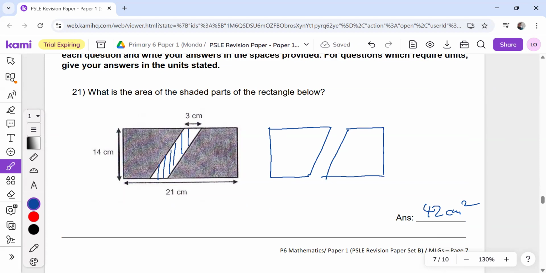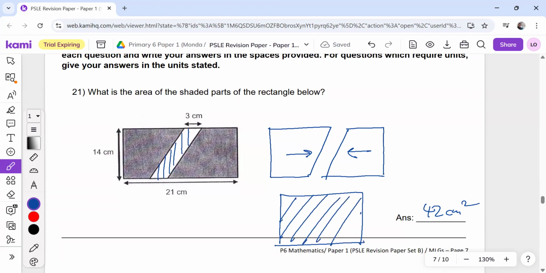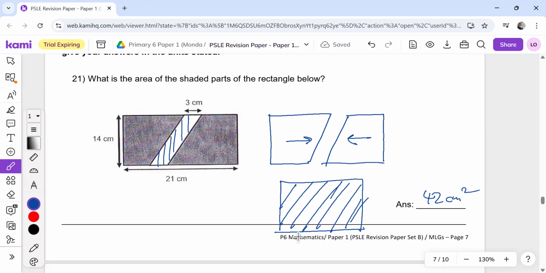There are two separate pieces. And then what do you do? You join them together, it will become a shorter rectangle, which is totally shaded. And how short is the rectangle now? 21 minus 3. So it will become 18 cm long. And the breadth is still the same. So how are you going to find the shaded part?